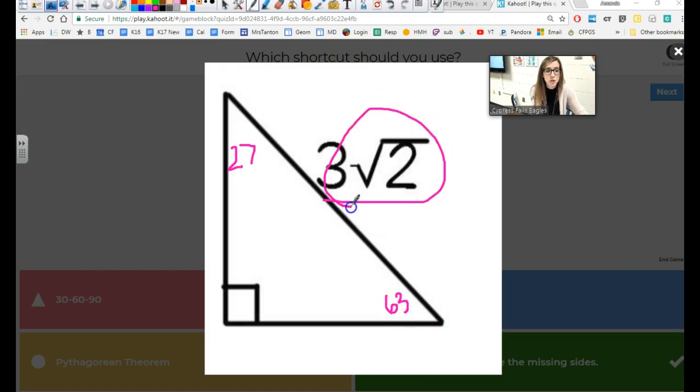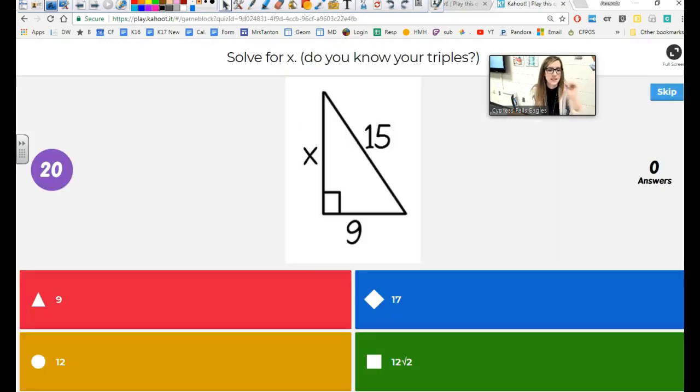This being 3 root 2 does not make it a 45, 45, 90 triangle. You needed at least one more piece of information. This triangle could have been drawn like this. For all we know, it could have been that, and that could have been the 3 root 2. So be really careful. The answer was you can't solve this triangle. This is an impossible triangle to solve. I don't even know the missing sides because we do not have enough information.